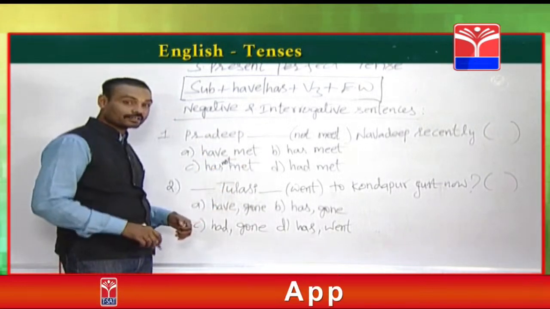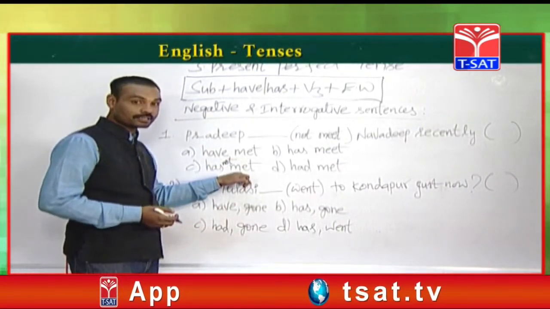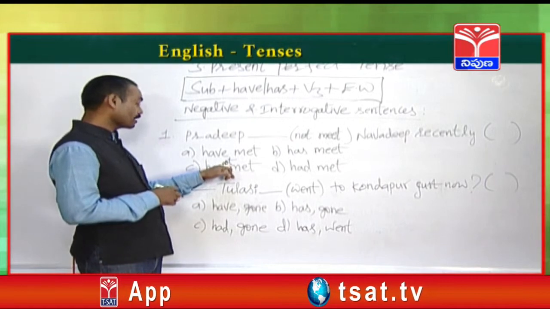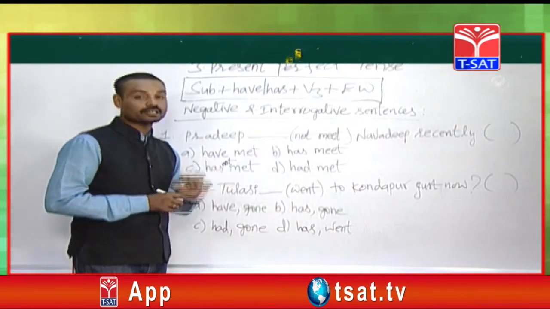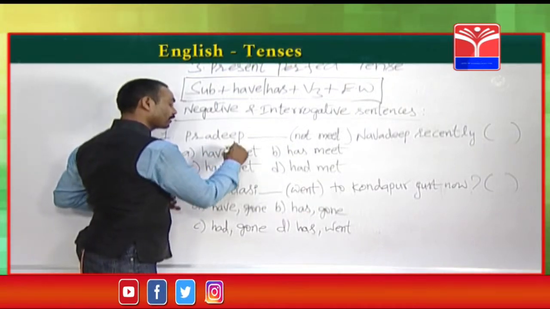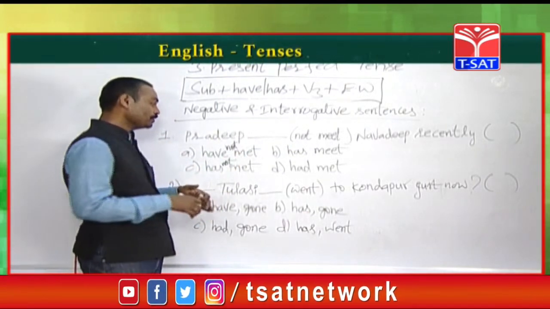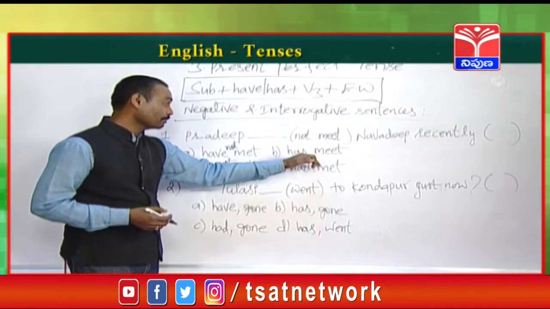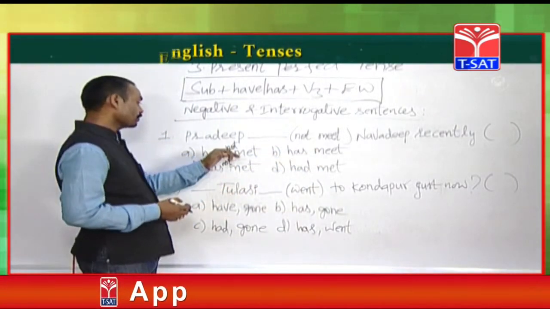So not is there. You may think has met is the answer, but it is wrong because not should be there. Has not met is the right answer. Has not met. So here also not should be there. You may think not is not there, it may be right, it is wrong. So not should be there.